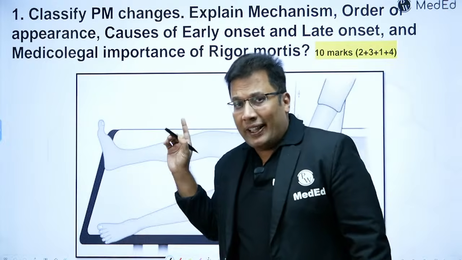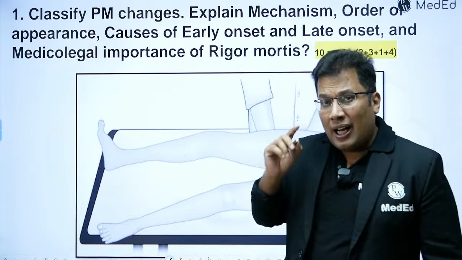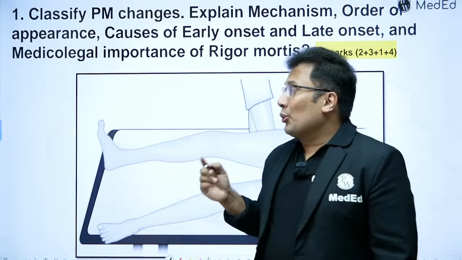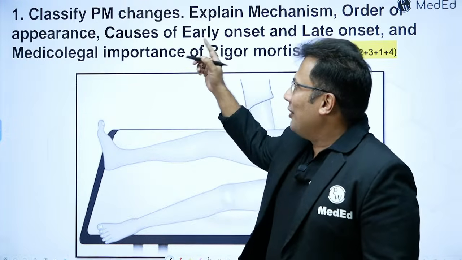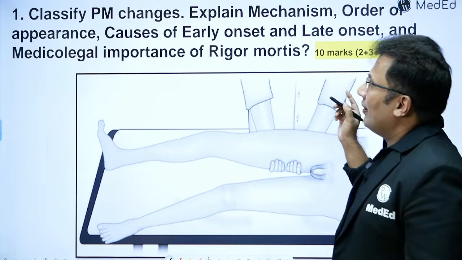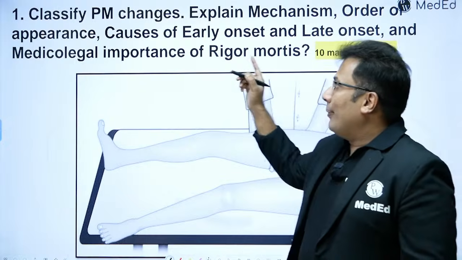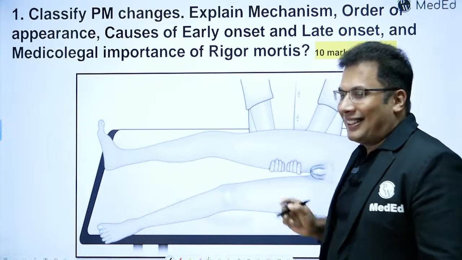This is one very commonly asked main question. So बार-बार पूछते हैं. So the question is, classify post-mortem changes, explain mechanism, order, causes of early onset, late onset and medico-legal importance of rigor mortis.